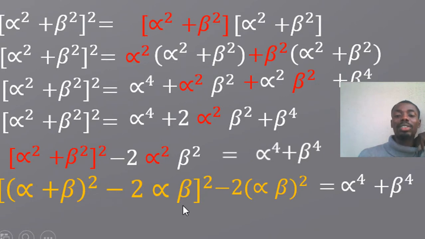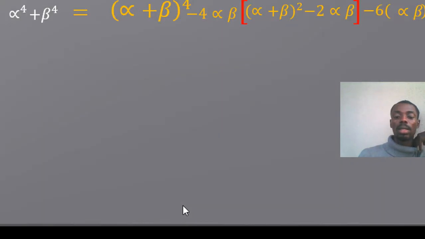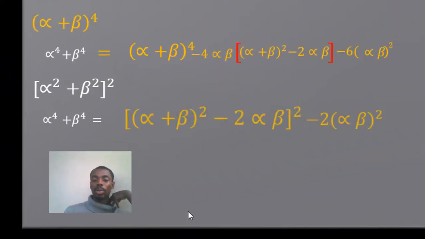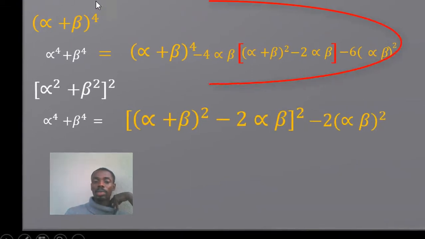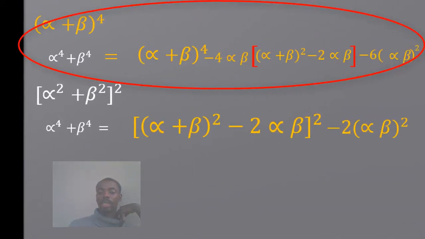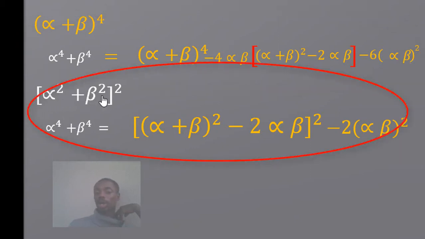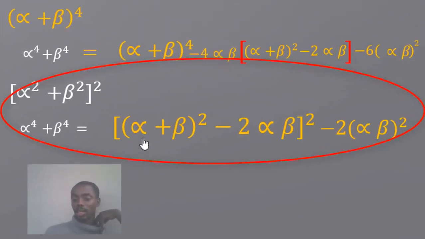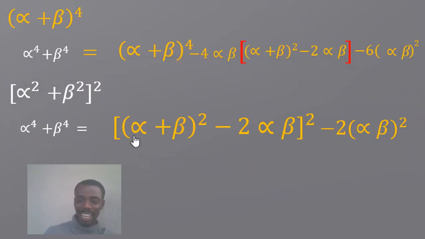That's it. So, I've used 2 approaches. And let's see, do they really work together? When I use the binomial expansion, I got this long value. When I use alpha squared plus beta squared, I got this value. So the question is, are they really the same thing? Are they equal? Because here I'm writing alpha raised to the power of 4 plus beta raised to the power of 4 equals this. And here I'm also writing alpha raised to the power of 4 plus beta raised to the power of 4 is equal to this.